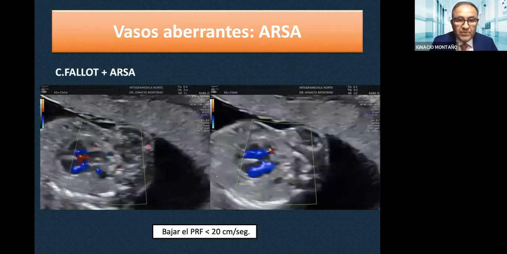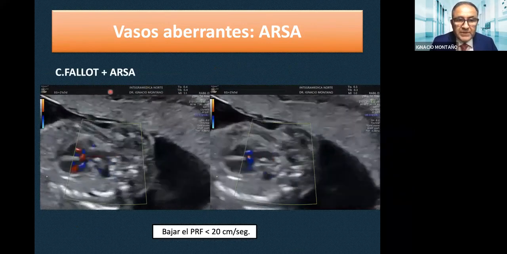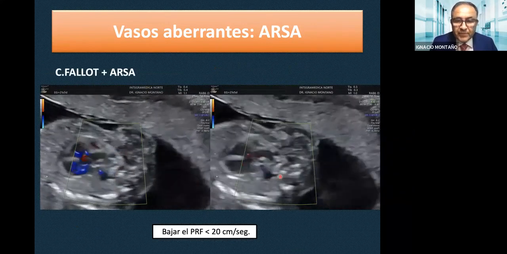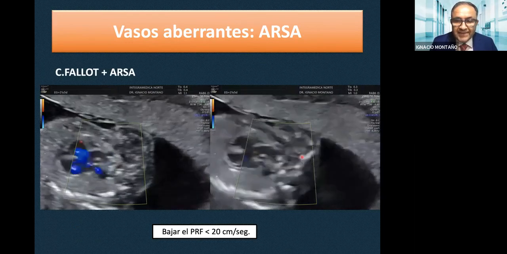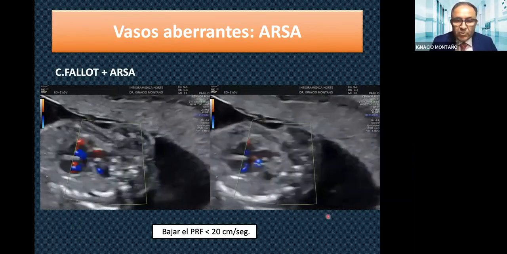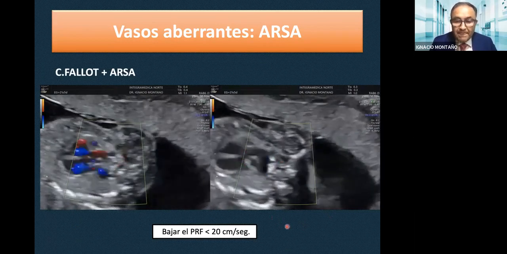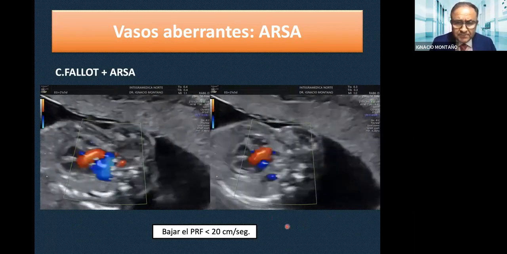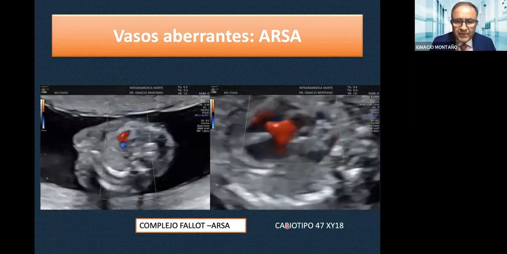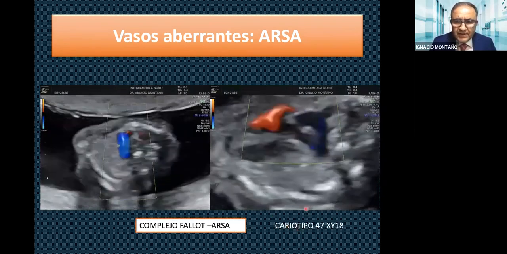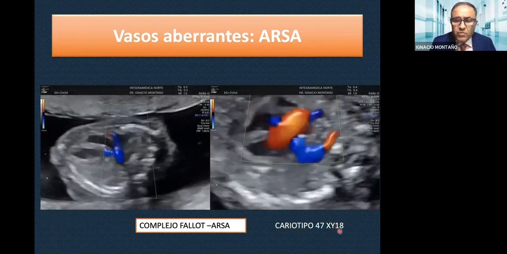We were dealing with a Fallot complex, and it had an aberrant right subclavian artery. You can see that the subclavian artery passes behind the trachea toward the right arm, and it is important to lower the PRF to less than 20 centimetres for evaluation, so that you can visualize it in the three-vessel trachea view. A karyotype was performed for this patient, and it turned out to be trisomy 18.